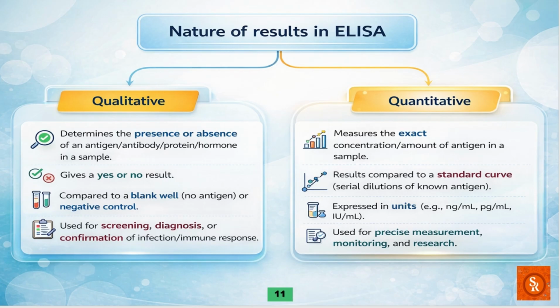Regarding the nature of the results, in this method we can get results in qualitative and quantitative form. In qualitative, we can detect either the presence or absence of antigen or antibody, but in quantitative we can measure how much antigen, antibody or hormone is present in the sample.